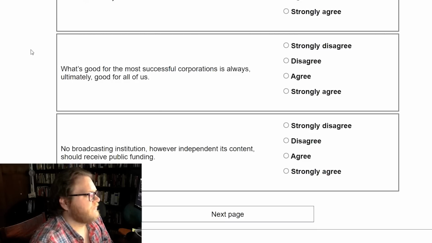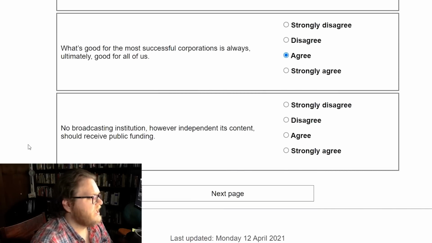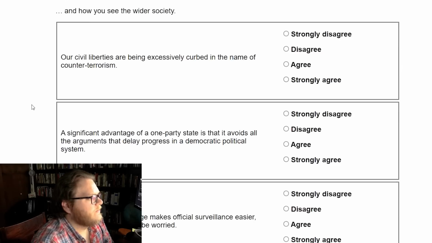What's good for the most successful corporation is always ultimately good for all of us. Mostly agree. There are individual situations where it could not be the case. No broadcasting institution, however independent its content, should receive public funding. Strongly agree. Our civil liberties are being excessively curbed in the name of counterterrorism.